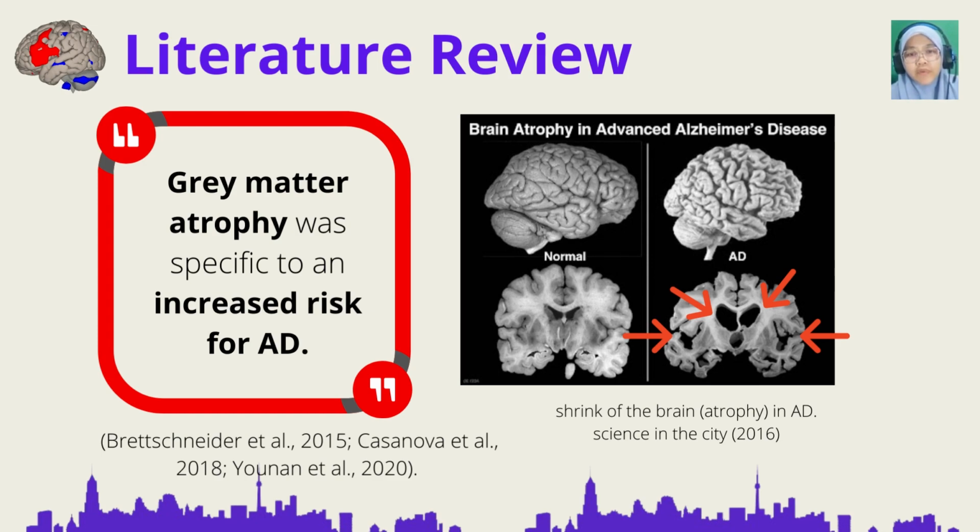From the literature review, the gray matter atrophy was specific to an increased risk for Alzheimer's disease. As you can see in the images, comparison between normal brain and AD patient, you can see the gray matter volume is decreased because of the brain atrophy. The brain shrinks and becomes atrophied.